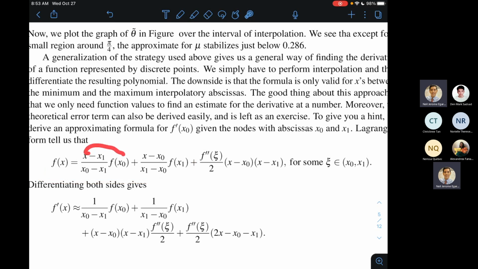So makikita nyo, itong dalawa yung nagko-comprise ng linear interpolant for little f. Okay. And then this is the error term for the interpolation. Okay. And then we said na, okay, so ito, lower degree na siya kahit 1,000 pa yung points ko or data points ko.